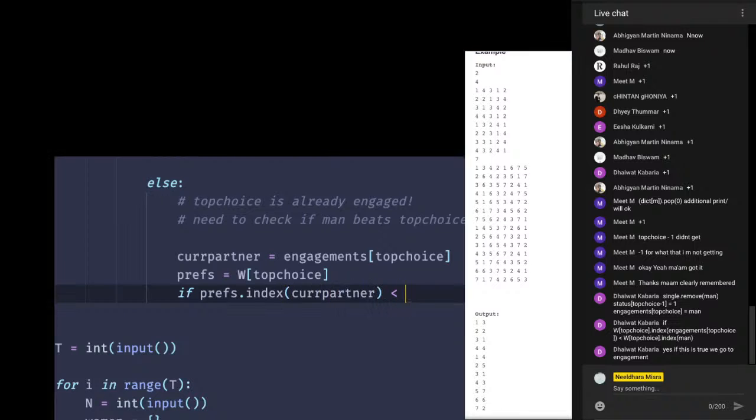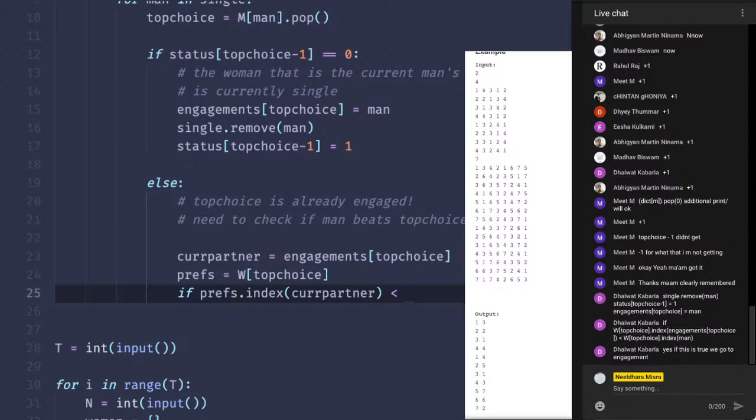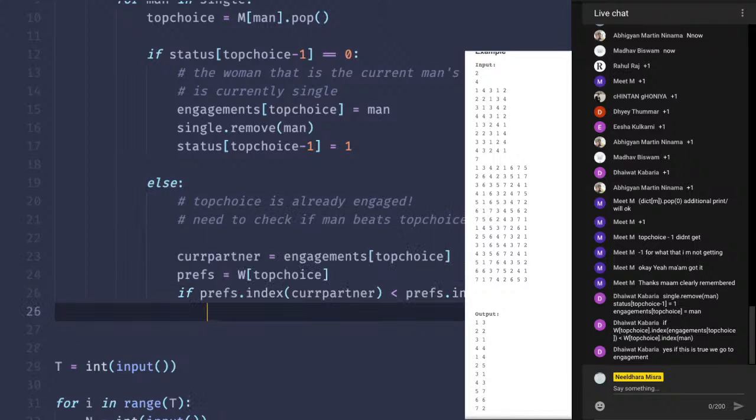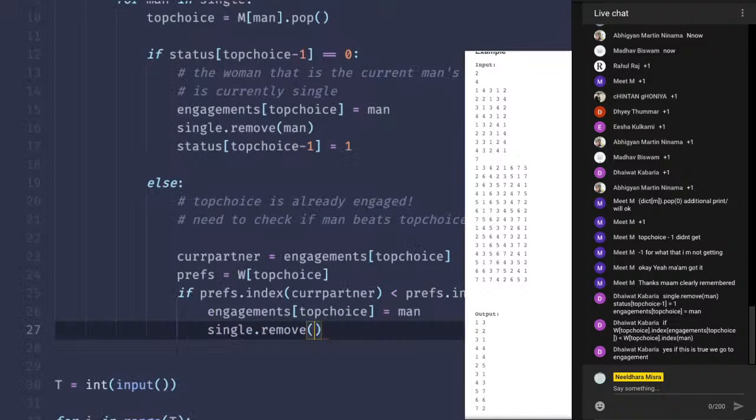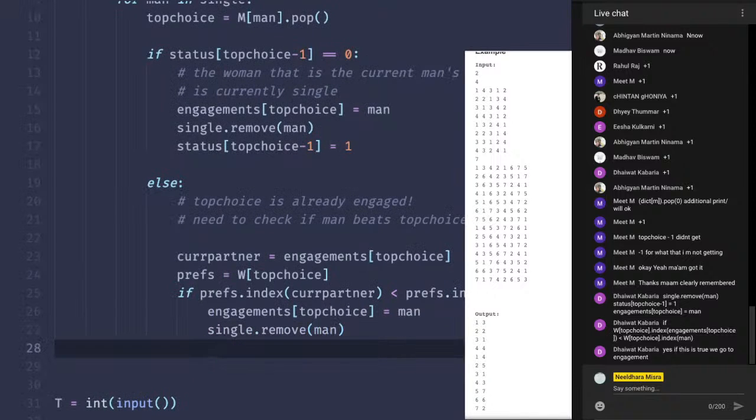So if the current partner's index is smaller and the index of the person who's proposing is larger, here notice that we don't need to correct for a +1 or -1. It doesn't matter. It's just the relative order that matters. So in this case, the engagement should go through. So again, engagements of top choice equals man, single dot remove man. So man is no longer single. But notice that we don't need to do anything for status of top choice because she was already engaged before. She remains engaged now. But there's something else that we need to do.